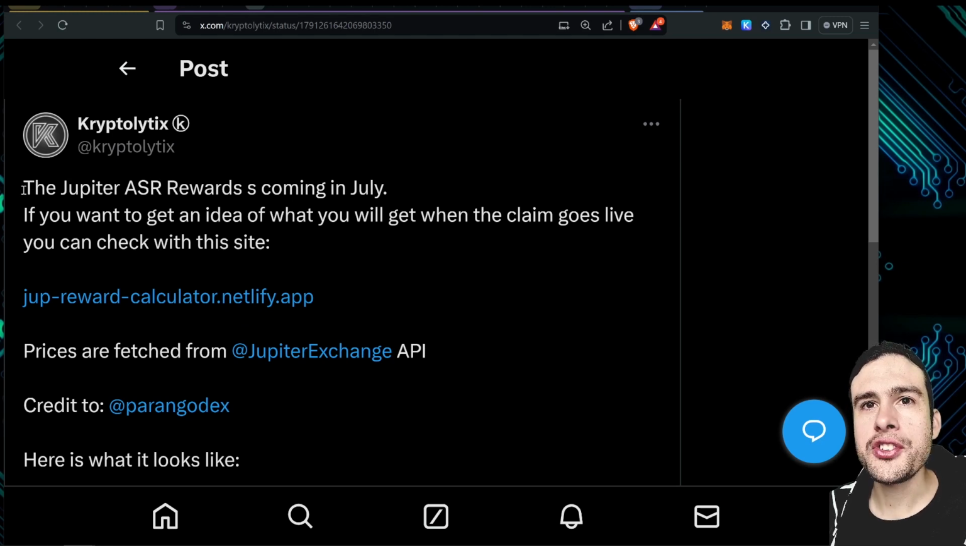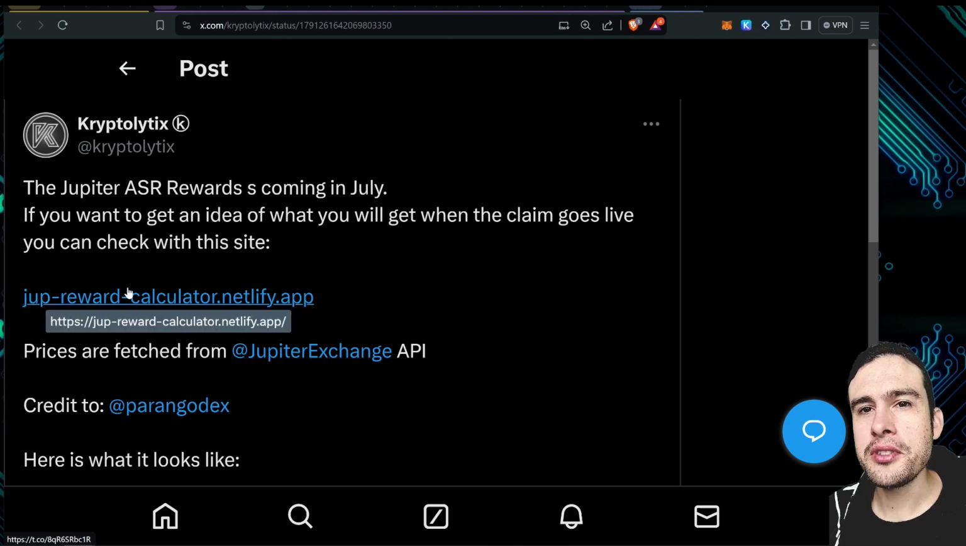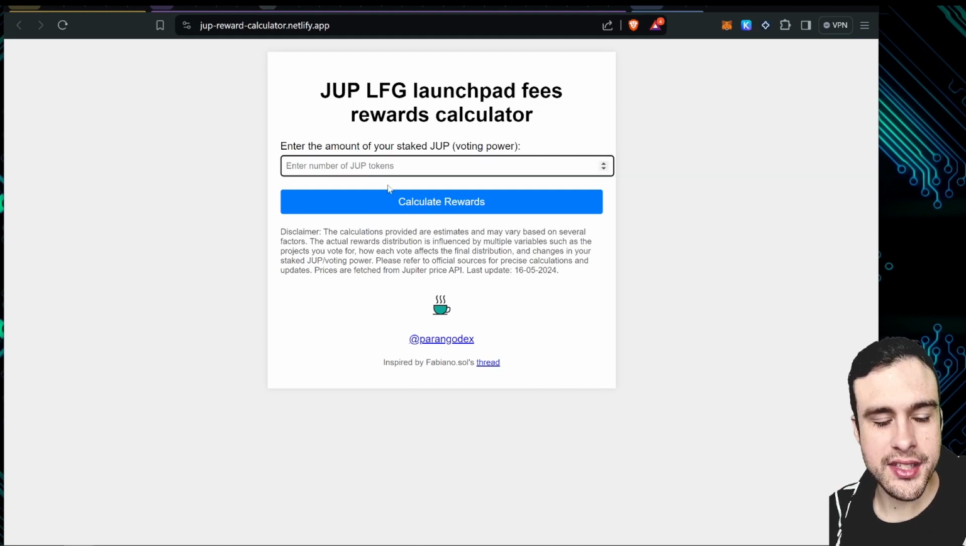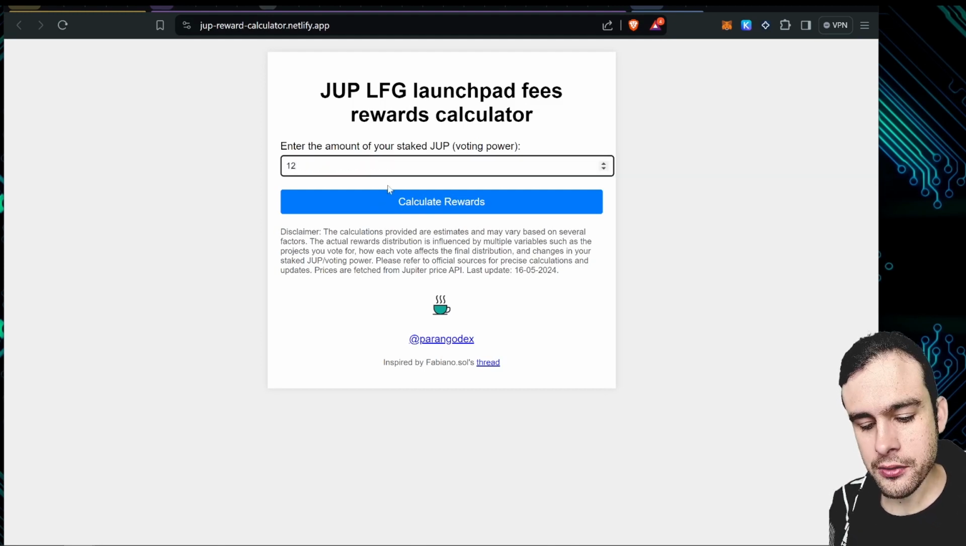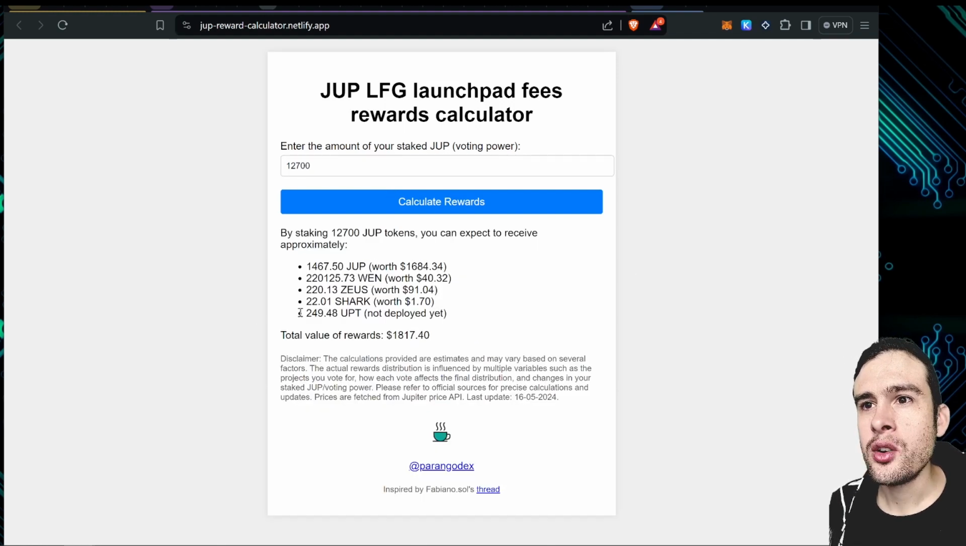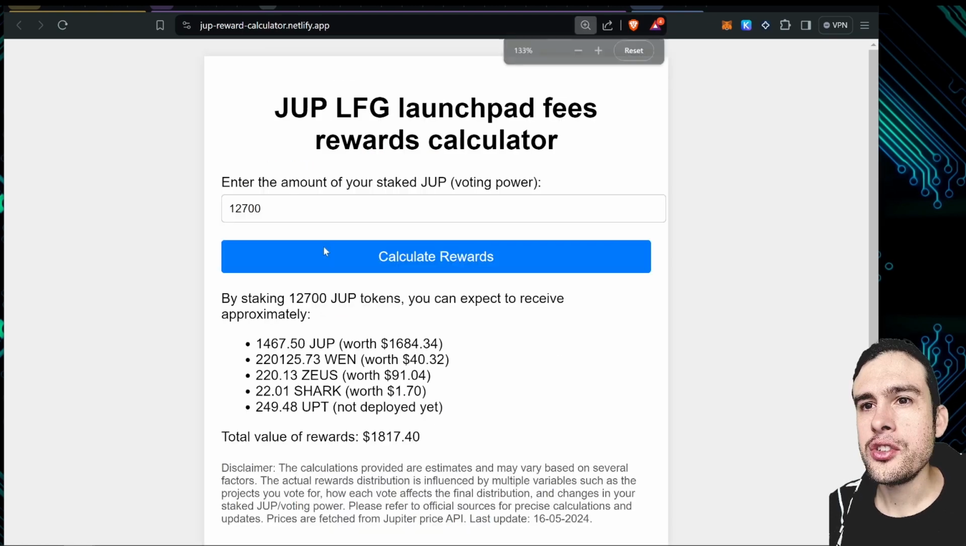Now, if you're curious to know what kind of rewards you'll get from participating in the ASR rewards program, which is coming in July, you can actually get an idea for it if you come over to this post here on my X, link in the description below. There's actually a website here that Paradon Docs has created. It's really cool. And all it does is show you, based on how much Jup you've staked, your voting power, as they call it. Mine's about 12,700 or something like that. You can click here and you can see what you'll likely be getting during that process.